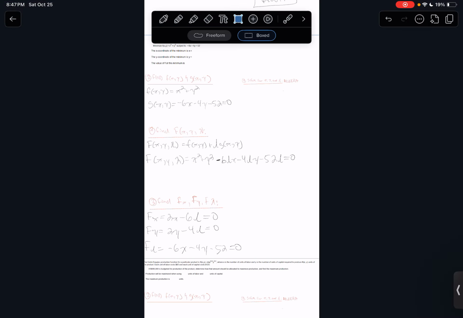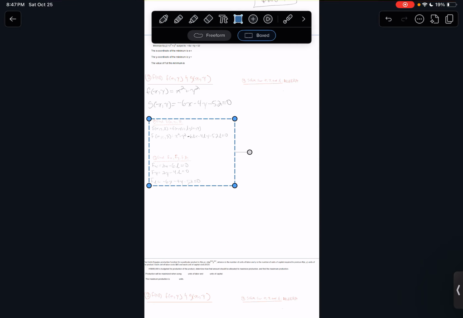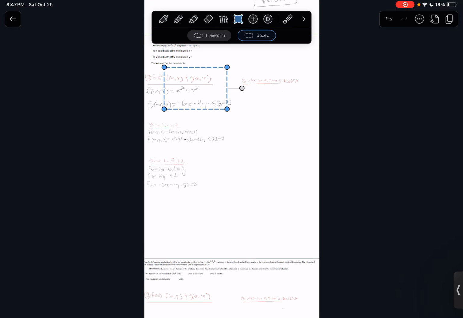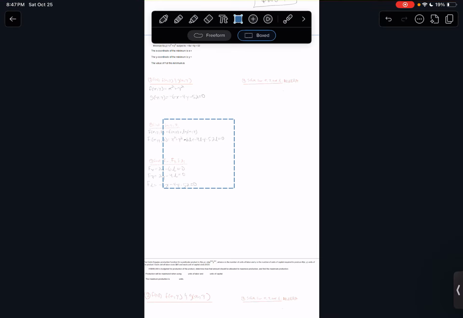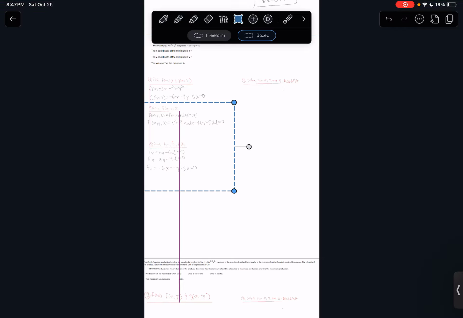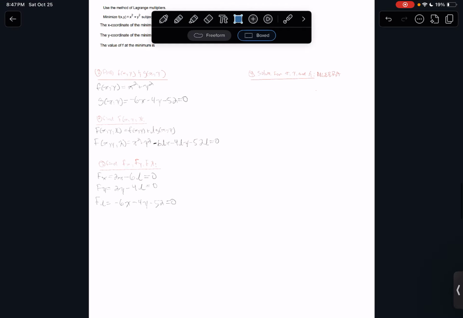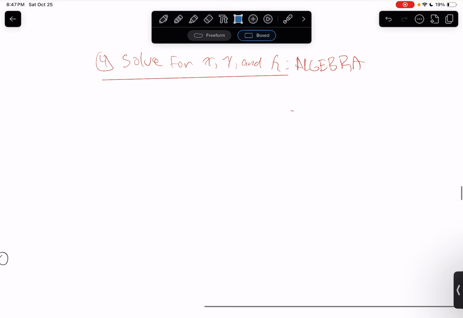I'm going to go ahead and lower this off so we can have space for our step 4, which we all know is the part we know and love, which is the algebra. Please be flexible in doing all sorts of algebraic techniques in order to solve these problems, because if you made it this far in your academic career, you definitely know how to do this. So just have faith. We're going to solve for x, y, and lambda using algebra.